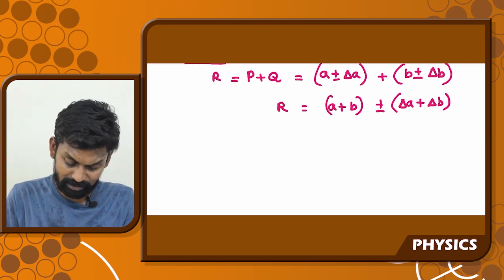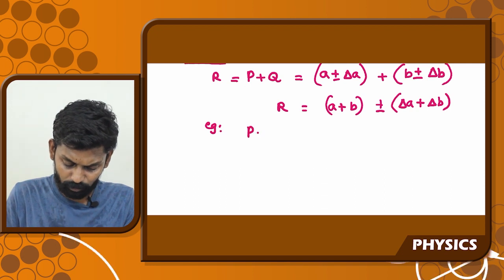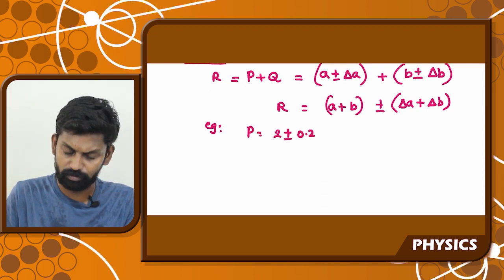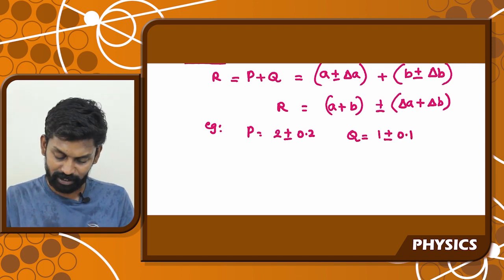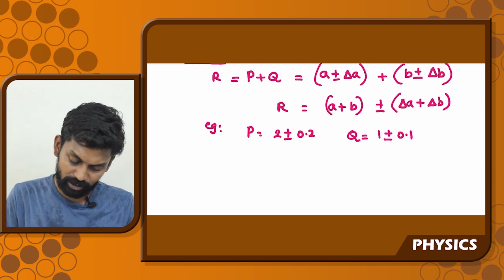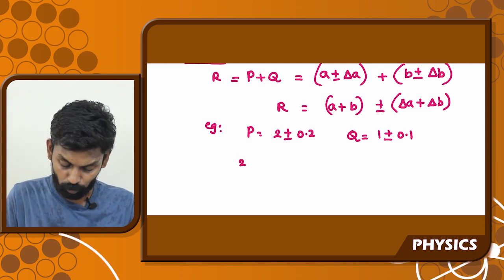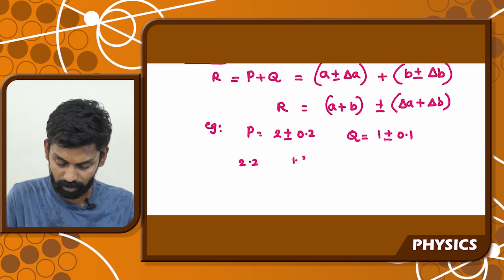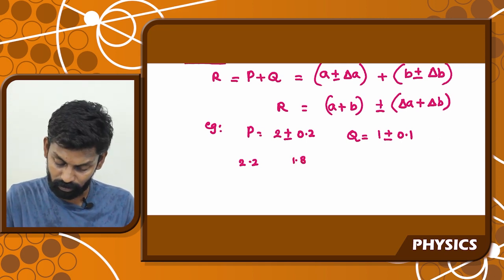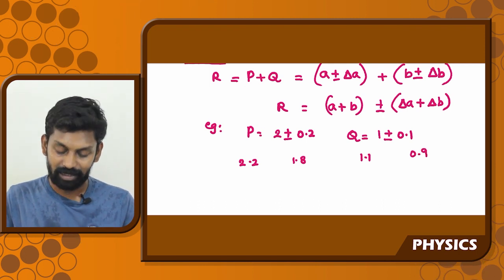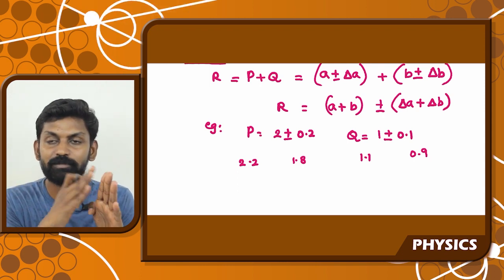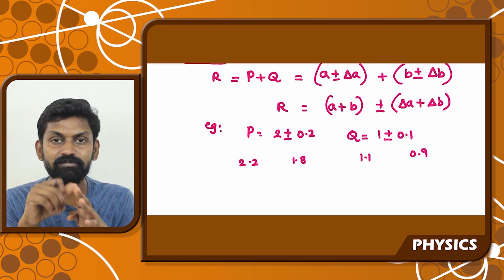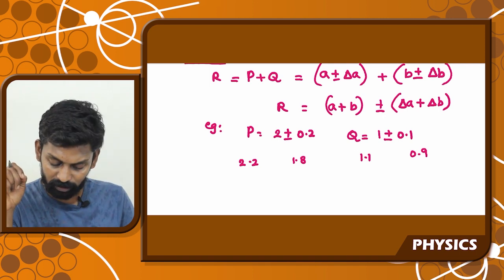Let us take as an example in terms of numbers, P is equal to 2 plus or minus 0.2 and Q is equal to 1 plus or minus 0.1. Let us take the maximum and minimum values. What is the maximum value of P? It is 2.2 and the minimum value is 1.8. And let us take it for Q as well. 1.1 is the maximum value and 0.9 is the minimum value. Let us add and see all the combinations: maximum plus maximum, maximum with minimum, minimum plus maximum, and minimum plus minimum. We will add and see what the results are.